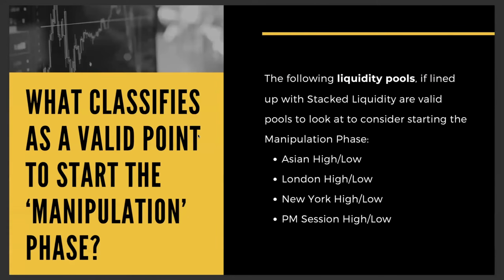Now, what classifies as a valid point to start the manipulation phase? The following liquidity pools, if lined up with stacked liquidity, are valid pools to look at in order to consider the starting point of your manipulation phase. You're going to be looking at the arrays on Asian high and low, London high and low, New York high and low, and the PM session high or low.